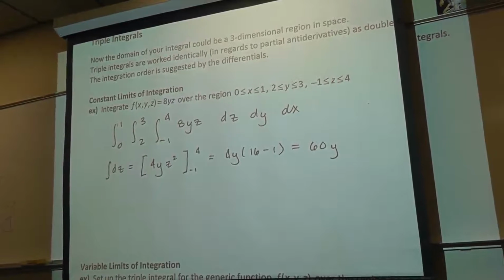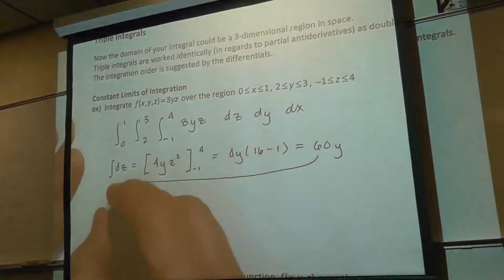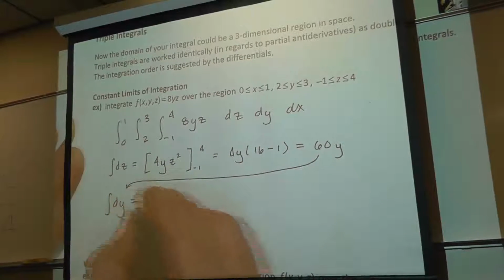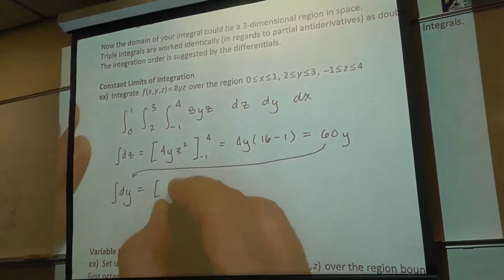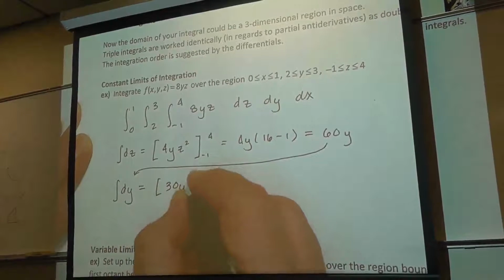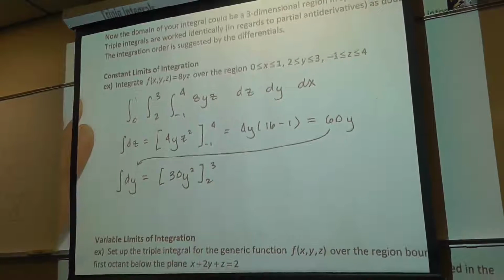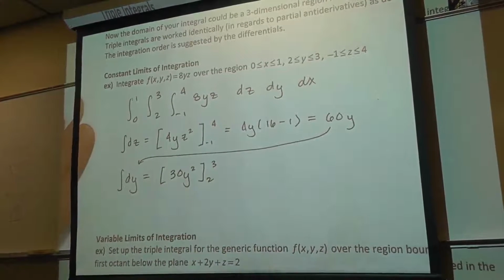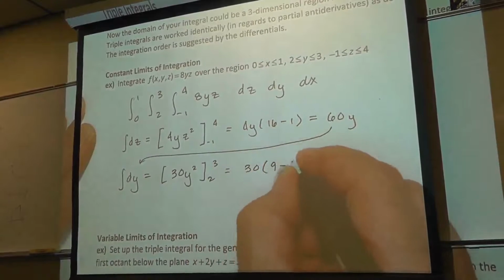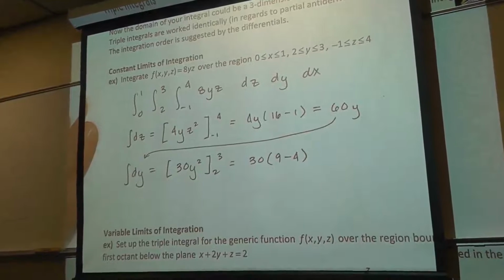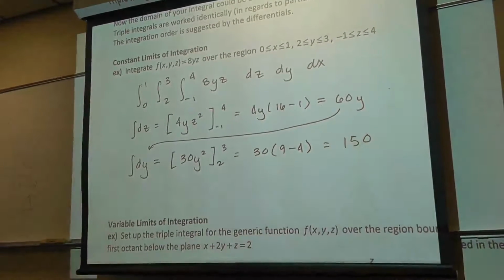So then we're committing to doing the dy integration next. If I integrate this with respect to y, well, that already is just a function of y, so it's just y squared, from 2 to 3. Plug in your 3 first and plug in your 2. So you get 30 times 5, which is 150.